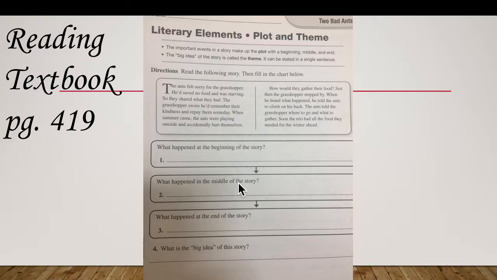At the beginning, if I ask you, boys, girls, what happened at the beginning of the story, what will you tell me? You will tell me that the ants felt sorry for the grasshopper because he had saved no food and he was starving, so they shared what they had. That's the beginning, but in the short way: the ants shared their food with the grasshopper.